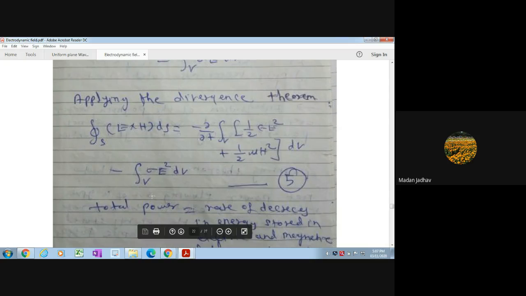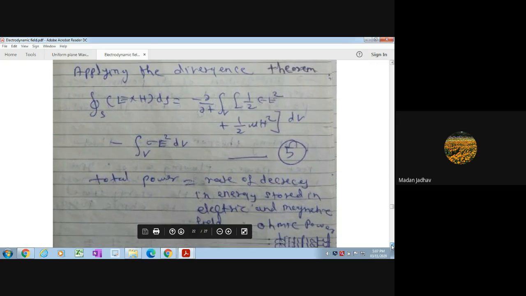Now the meaning of this equation is that total power is equal to the rate of decrease in energy stored in the magnetic and electric fields, minus ohmic losses. Now the left side of this equation represents the closed surface integral of the Poynting vector, and therefore the Poynting vector is P equal to E cross H. And the right side of this equation has three terms.